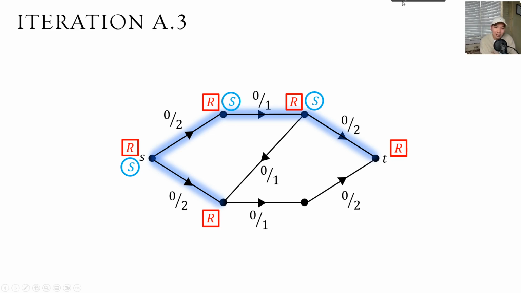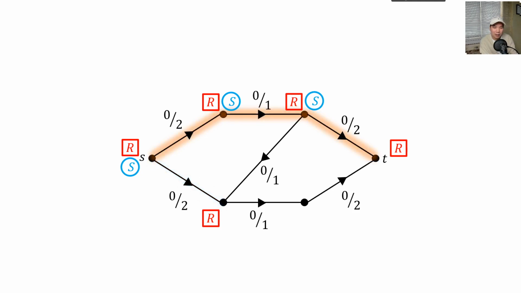So if I look at this, I have now reached T, and now I want to observe the augmenting path of this flow. That is, how did I go from S to T? So if I do that, I have these top three edges.